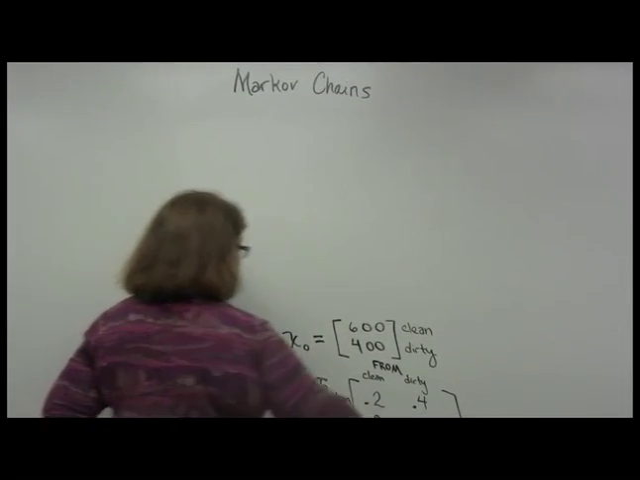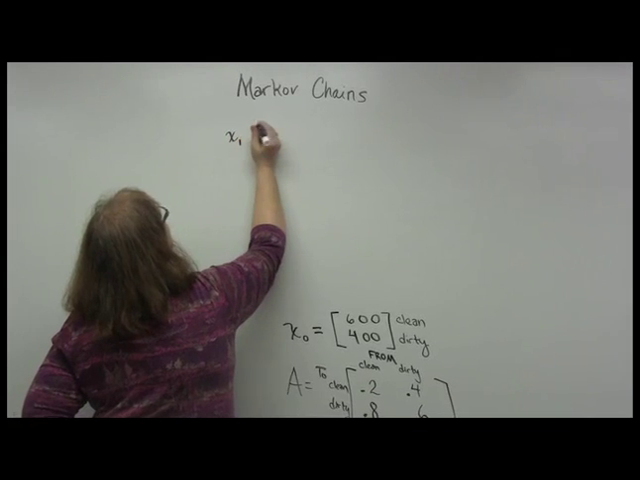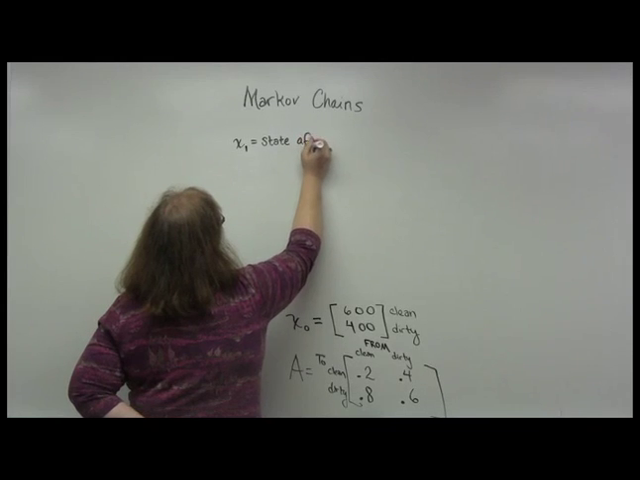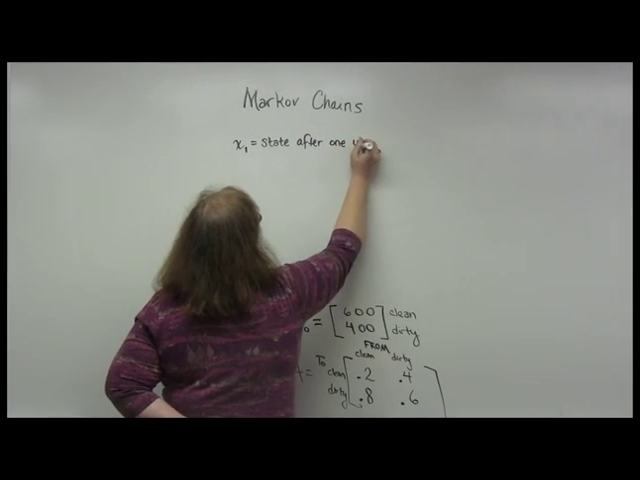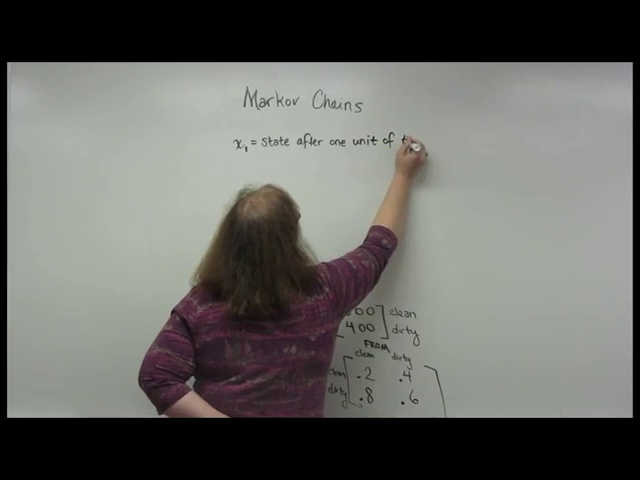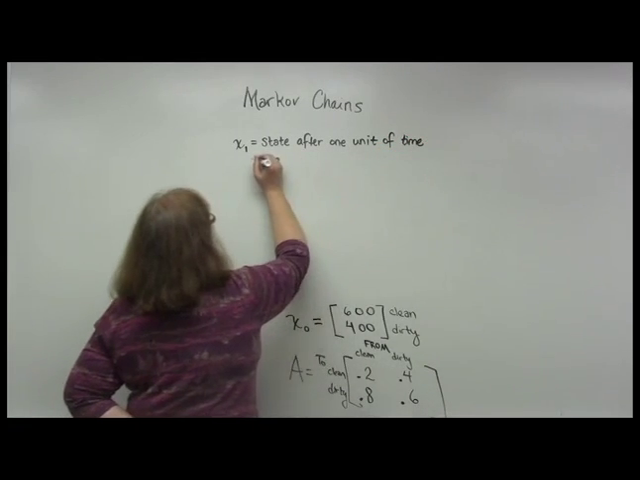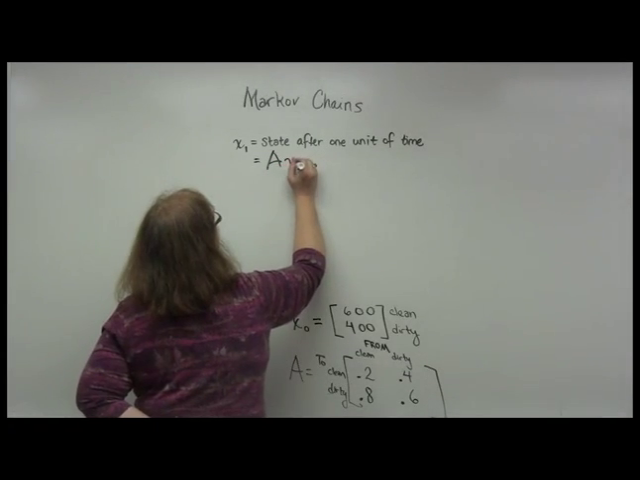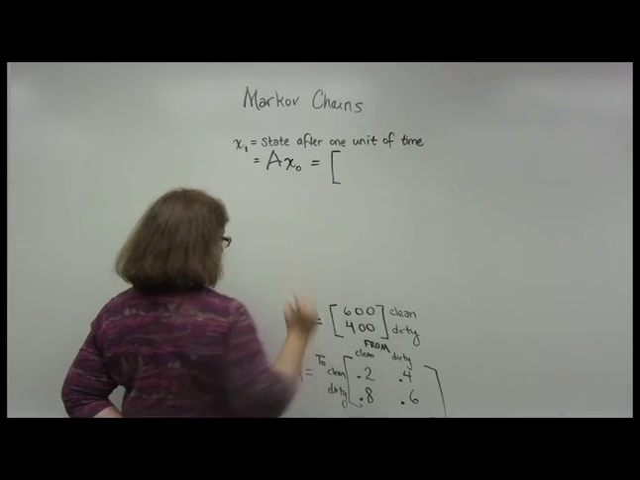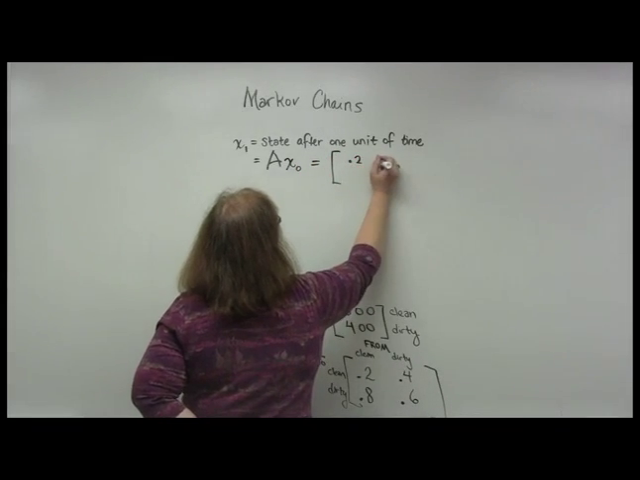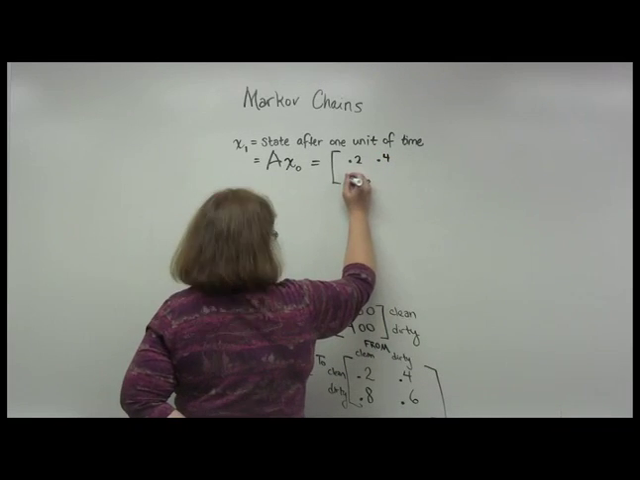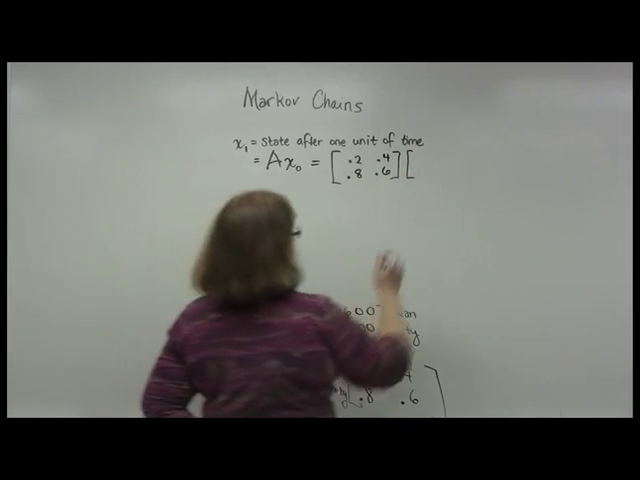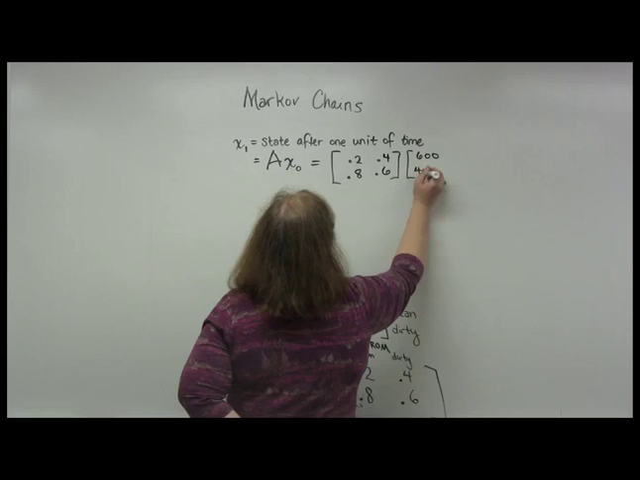I'm going to denote that as x sub 1. X sub 1 is the state after 1 unit of time. And that's going to equal our transition matrix A times our x sub 0, which in this case is the row 0.2, 0.4, second row is 0.8, 0.6 times my initial state vector 600, and in the second row 400.